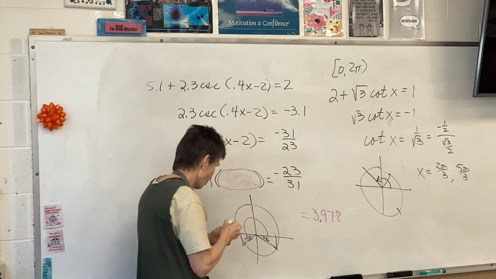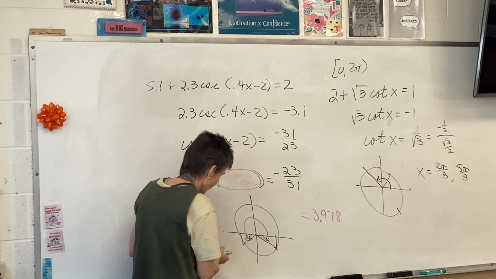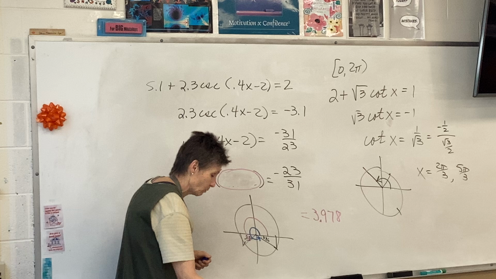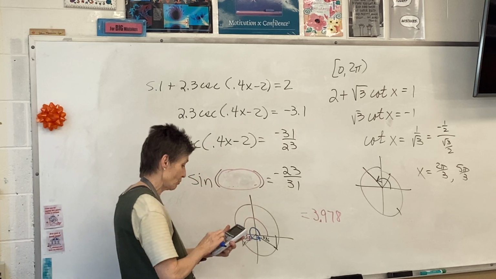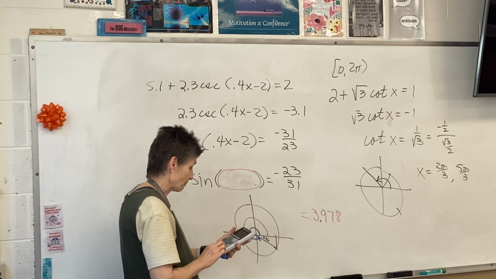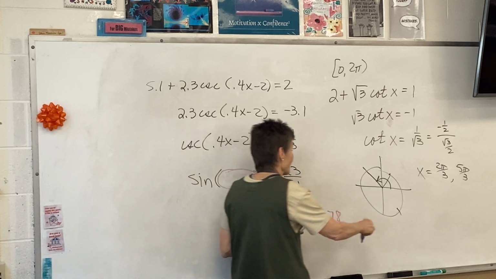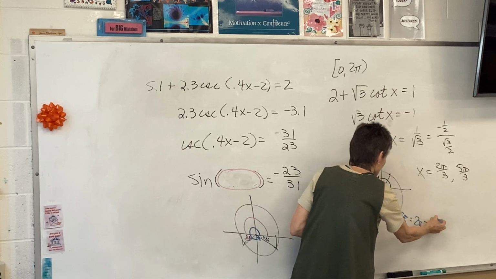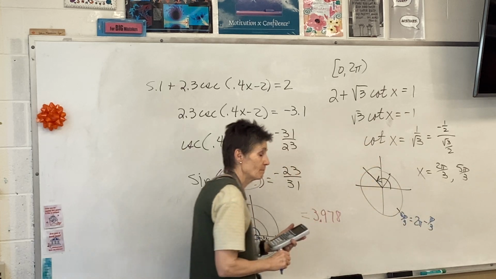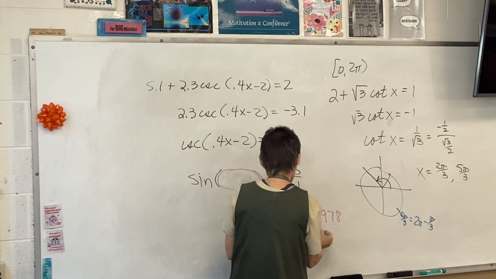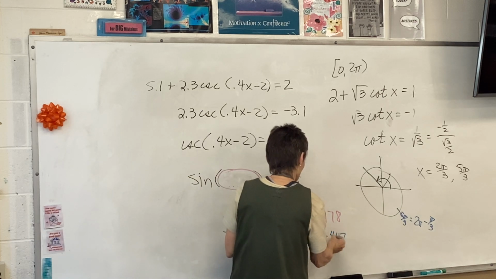Well, what about the other one? How big is the other one? That would be this one right here. How will I find that one? 2 pi minus 0.836, which is exactly how you got 5 pi over 3. That's 2 pi minus pi over 3. We're doing the same thing. So that blue line is 5.447.